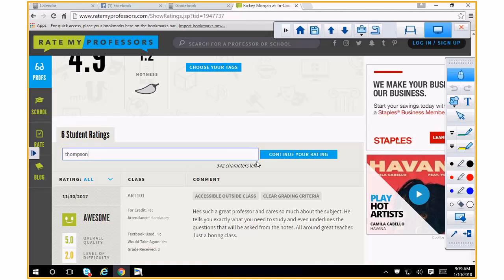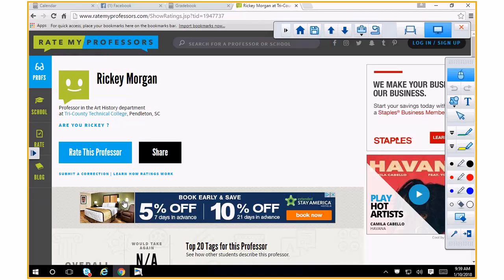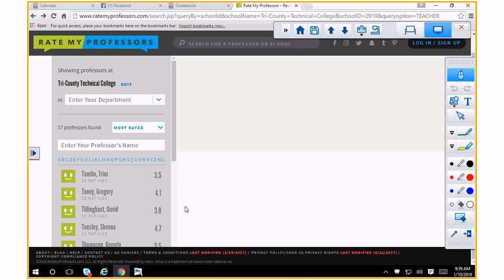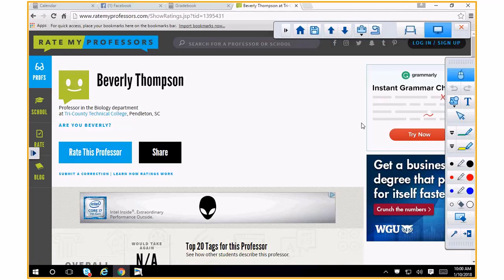Let's see if I find it. Oh, I'm sorry, that's not what I need to do. I don't know how to work this. Okay, here we go. Thompson has 300 ratings. I don't look at a single one. I'm scared to death to look at them. She's 3.5. Anything 2 or below, run. Drop, slip, get the hell out. Now, that's my advice. You can take my advice or not.